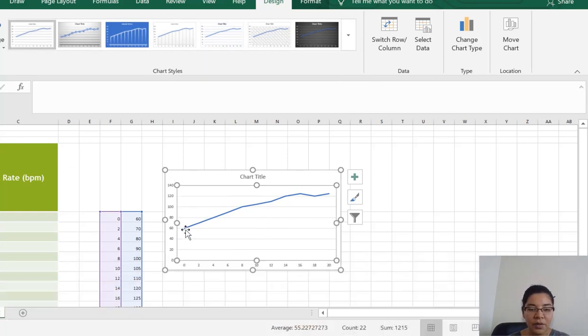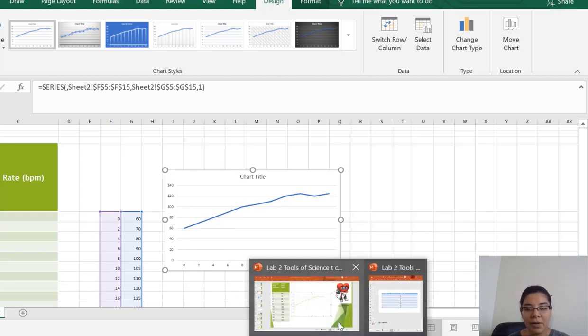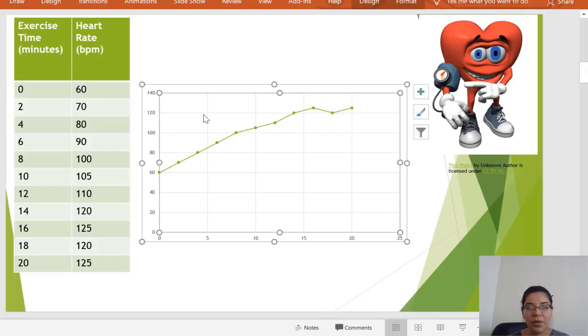At 0 minutes you put a dot at 60. At 2 minutes you put a dot at 70. At 4 you put 80. So you could do that by hand, of course. We'll go back to our PowerPoint, and so that's where I grab the graph.